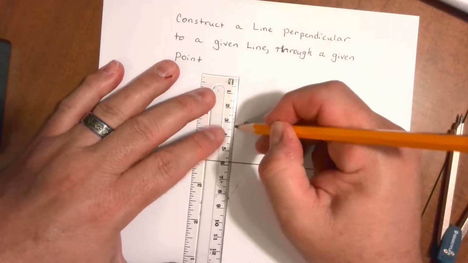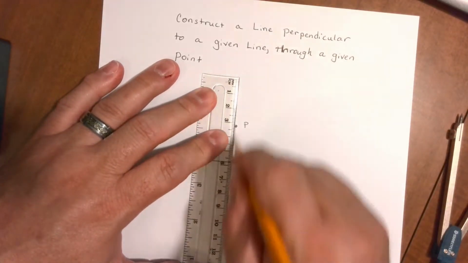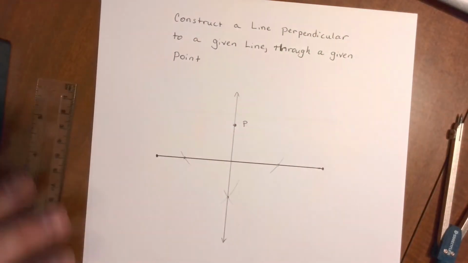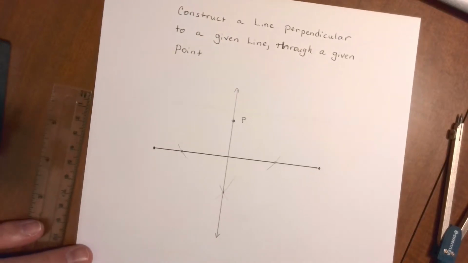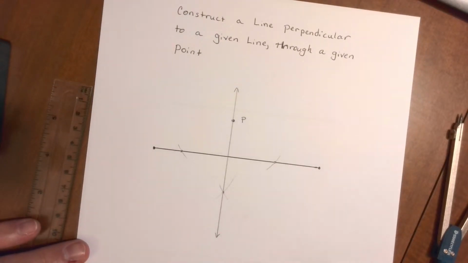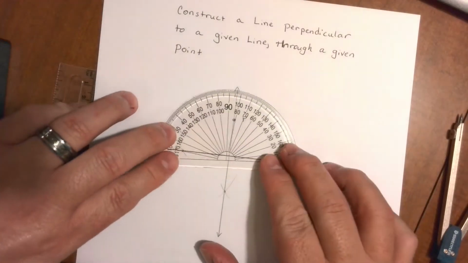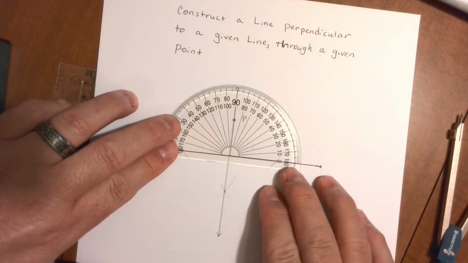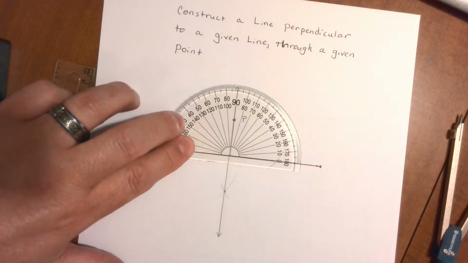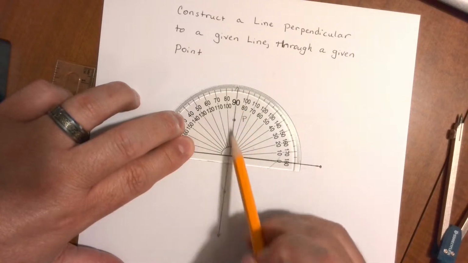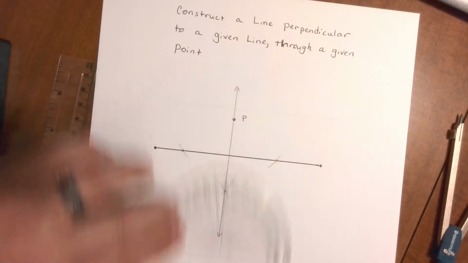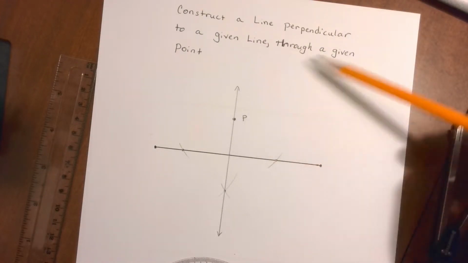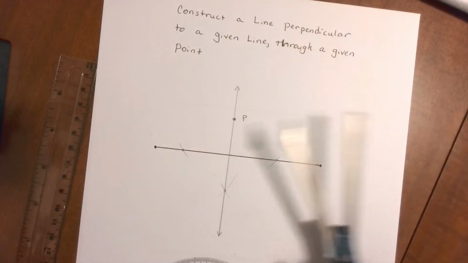So depending on how accurate I was with my little tick marks, we should end up with a line perpendicular to our given line. So now we're going to check it using a protractor. So here is my protractor, and we're just going to check to make sure that we've got a perpendicular line. And if you look at that, that is a pretty good perpendicular line. It goes right through the 90 degrees. So that's how you construct a line perpendicular to a given line through a given point using the regular compass.